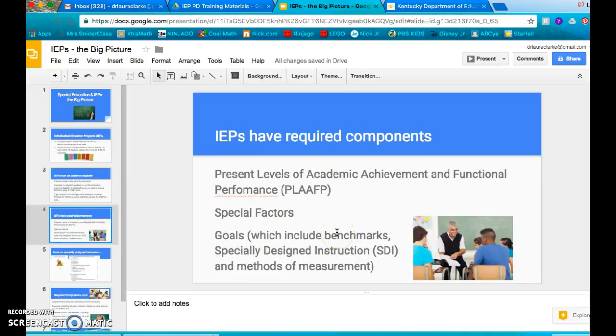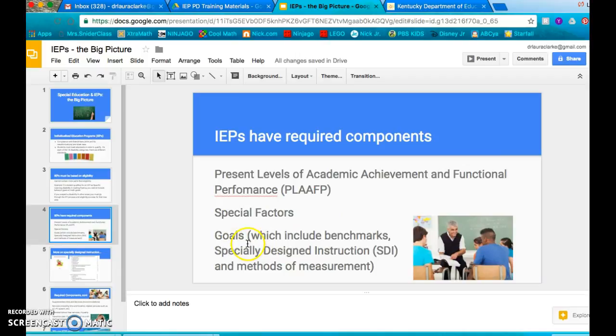Now know that an IEP has required components. The first component is known as the PLAAFP, or the present levels of academic achievement and functional performance. And this is where we get the baseline for where a student is currently performing, what their strengths and areas of needs are based on their disability category. We're also going to look at special factors, such as if a student is an English learner, if a student has speech or communication issues, if there's any other factor that might influence their disability.